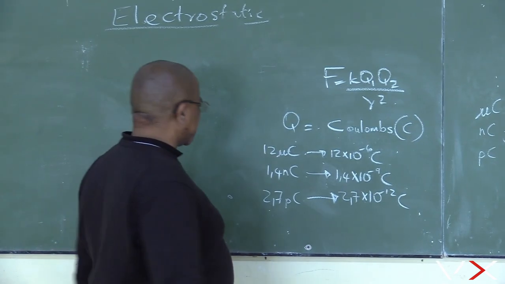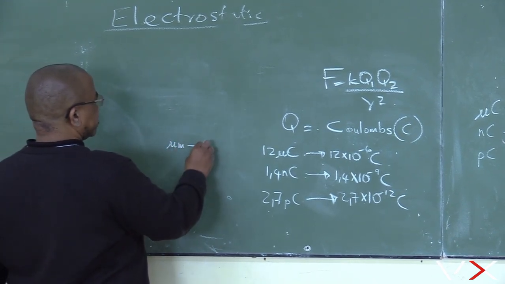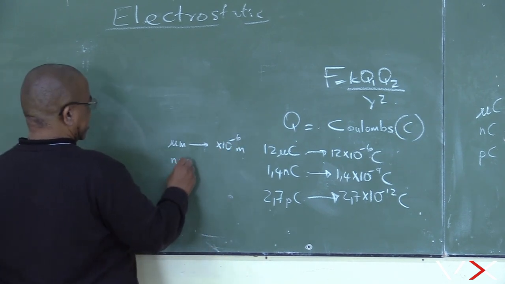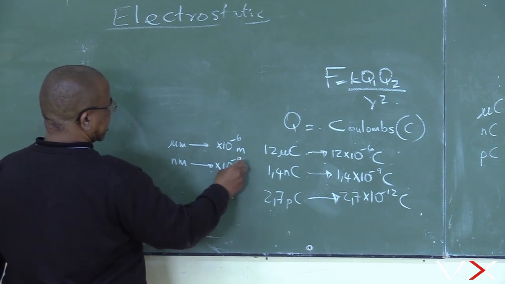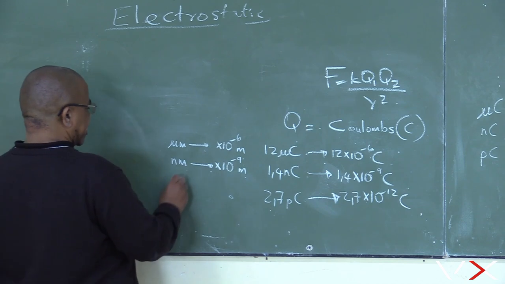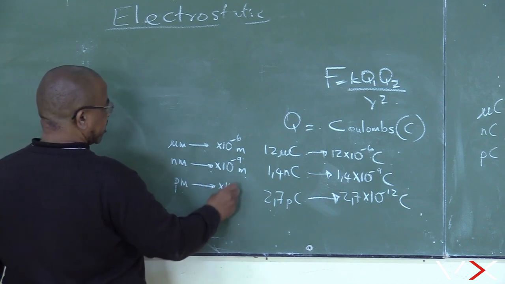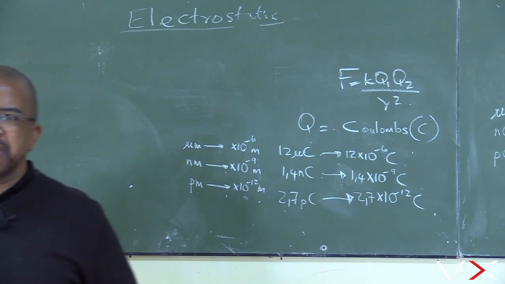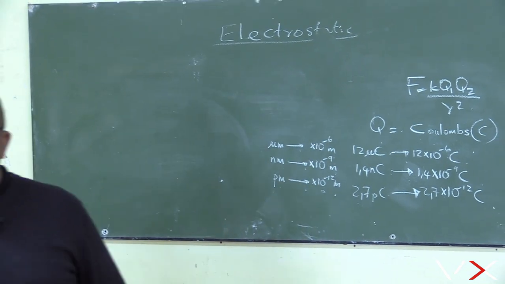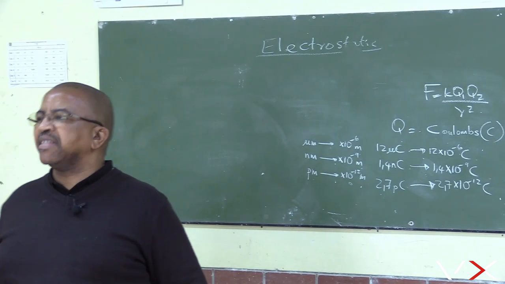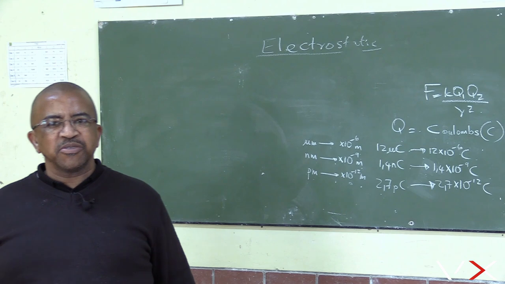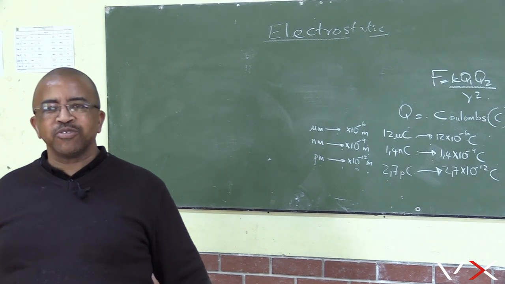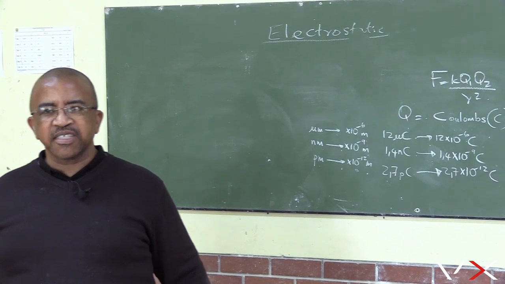Iyafana nomuzothi, micrometer to meter is times 10 to the power minus 6 meters. Nanometer to meter is times 10 to the power minus 9 meters. Picometer to meter is times 10 to the power minus 12 meters. Microseconds to seconds times 10 to the power minus 6 seconds. Nanoseconds to seconds times 10 to the power minus 9 seconds. Picoseconds to seconds times 10 to the power minus 12 seconds. Microgram to gram times 10 to the power minus 6 grams, etc.